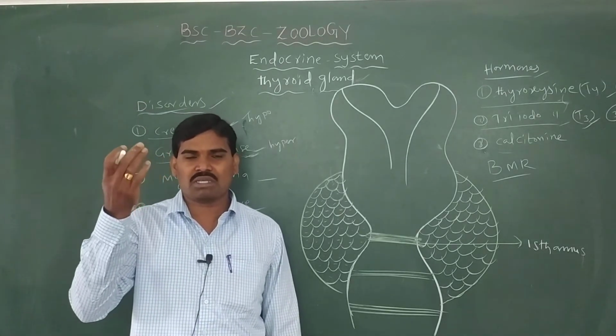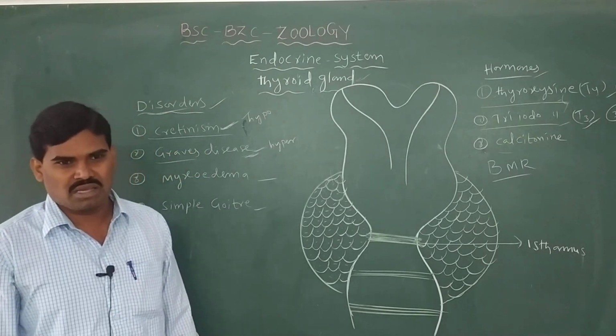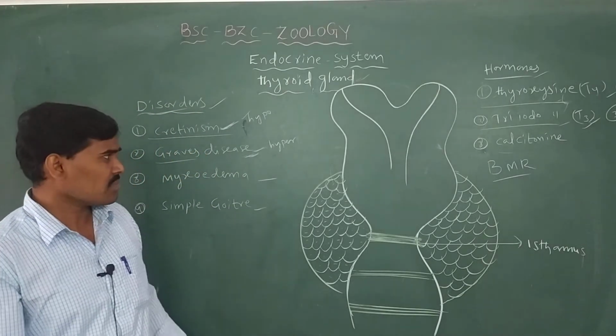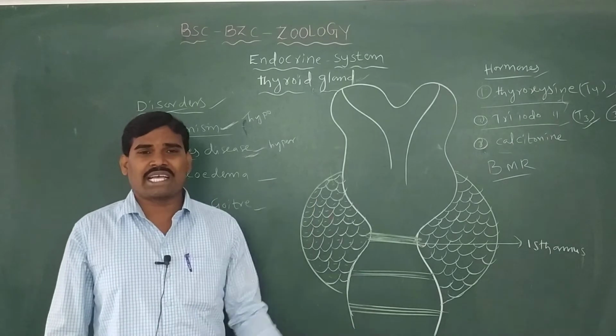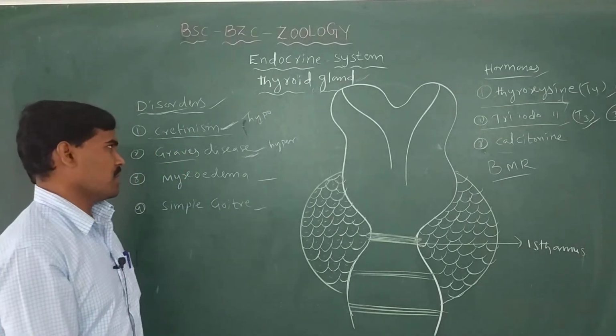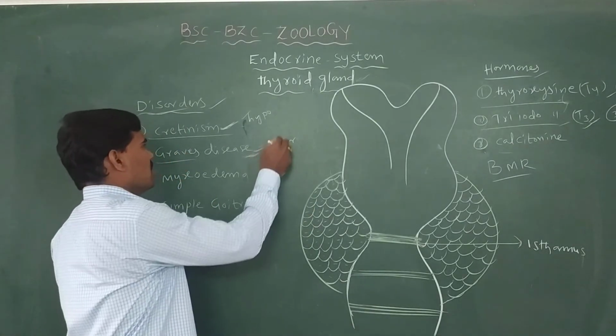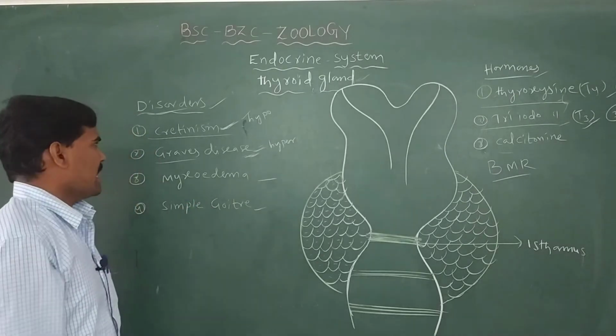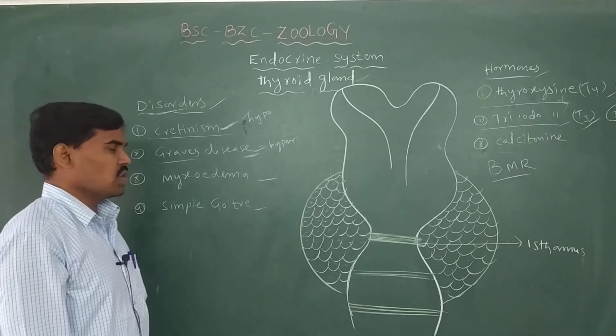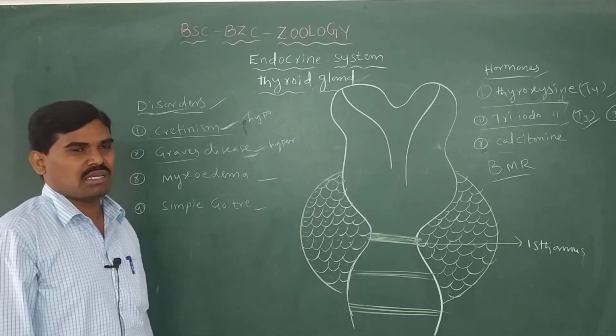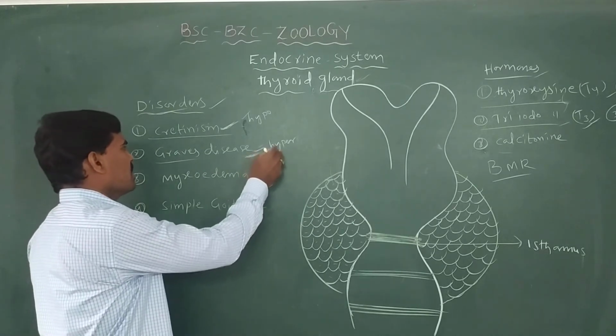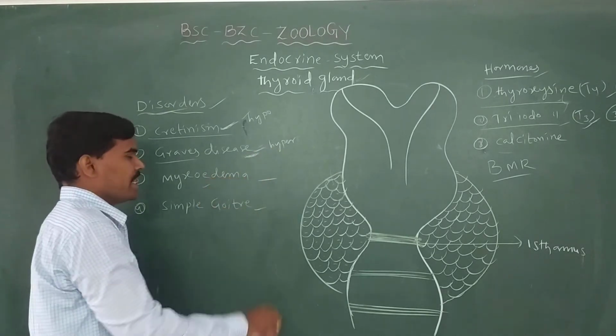The deposition is at the back side of the eyes, and the eyes are exposed outward. The two eyes exposed outside is called Graves disease, or Plummer disease, or Basedow disease. And next, the third disease, myxoedema.